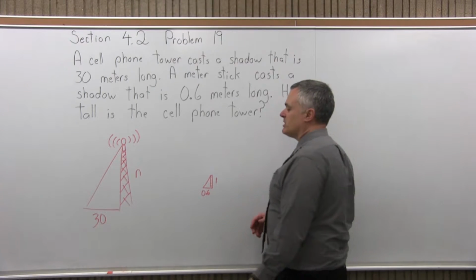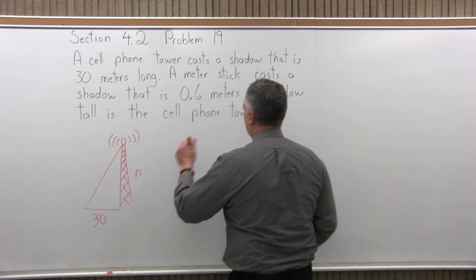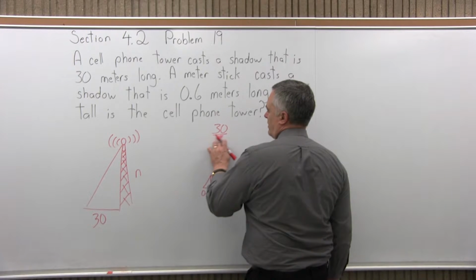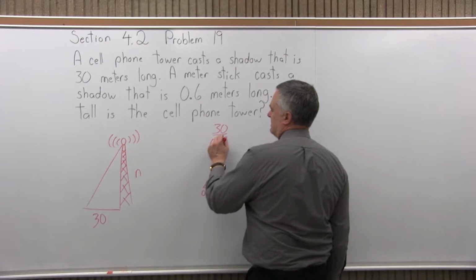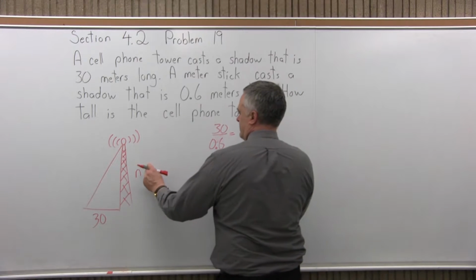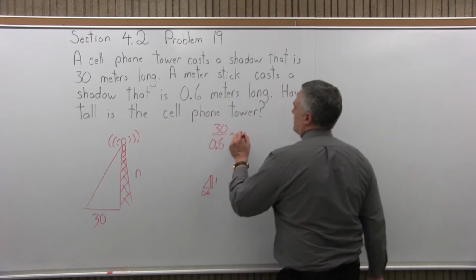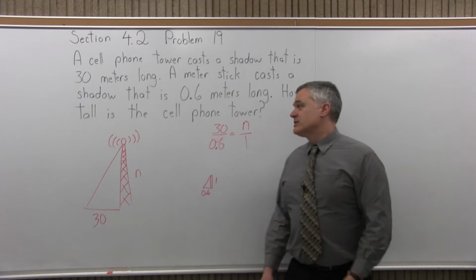But now we set up the proportion. So match the parts that match up. You can go bottom to bottom. So we will do 30 over 0.6 equals then height to height, or right-hand side of the triangle to right-hand side. So n over 1. So you have two fractions that are equal to each other.